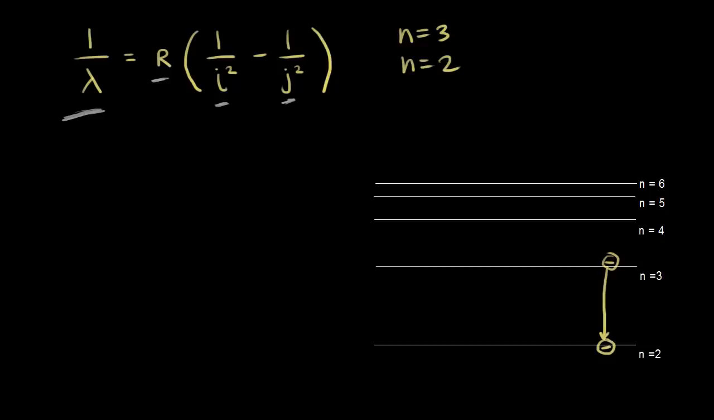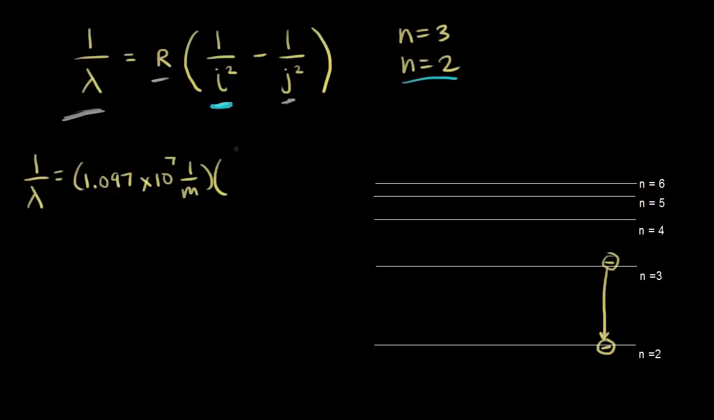All right, let's go ahead and calculate the wavelength of light that's emitted when the electron falls from the third energy level to the second. So we have 1 over lambda is equal to the Rydberg constant, as we saw in the previous video, which is 1.097 times 10 to the 7th. The units would be 1 over meter. All right, 1 over I squared. So I refers to the lower energy level, right? So the lower energy level is when n is equal to 2.